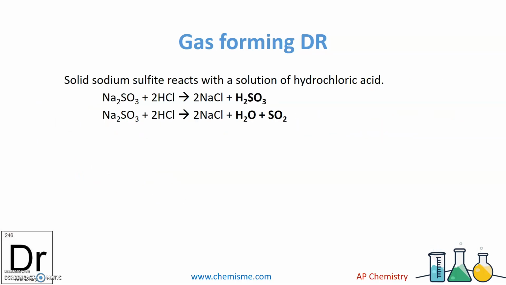When Na2SO3 reacts with acid, at first you might say, all right, I'll switch. Na goes with Cl, H goes with SO3. Fine, that's your double replacement. But if that were true, you wouldn't see anything. What you actually see is gases.